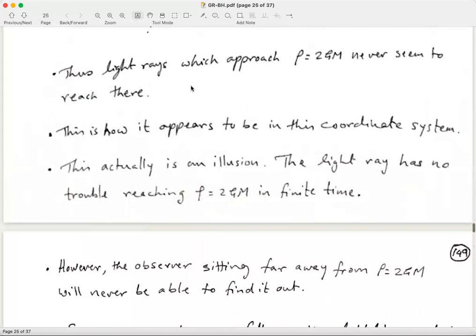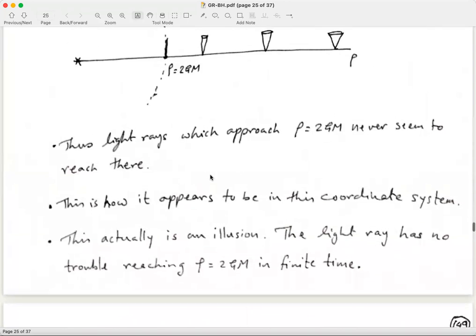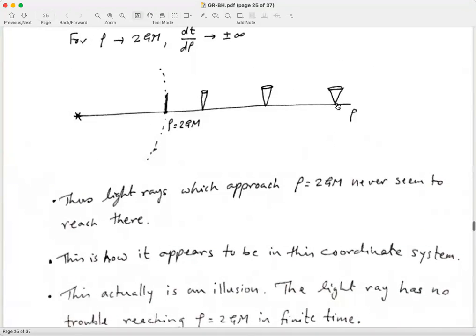So because of this illusion, the observer will never find out that the object that he or she has sent in, or the light shone on this point mass, would ever reach this point itself. The point mass is way inside at rho equals 0, and the observer will just never see that.